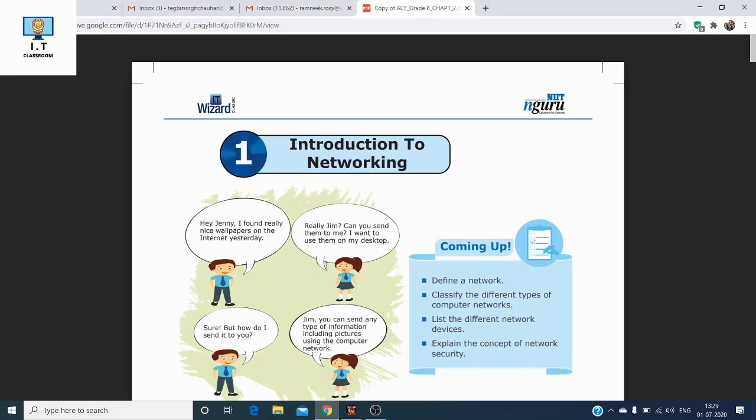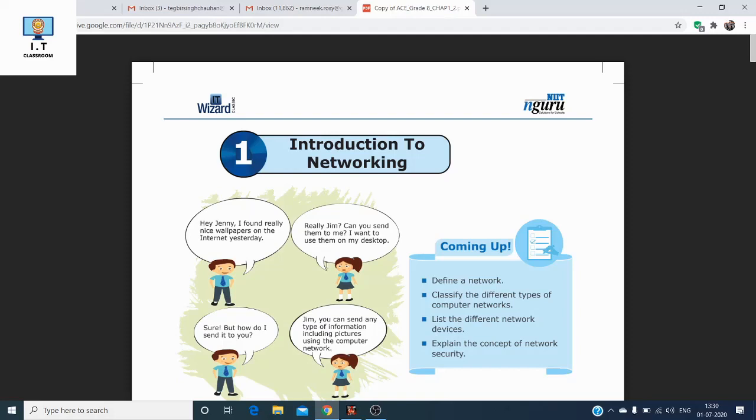Students, as we have a computer lab in our school, suppose there are 50 computers in our lab, and we want to interconnect them. So, do you know how we can interconnect them? Okay, I am telling you. We can interconnect them with the help of networking. What is computer networking? This is our today's topic.